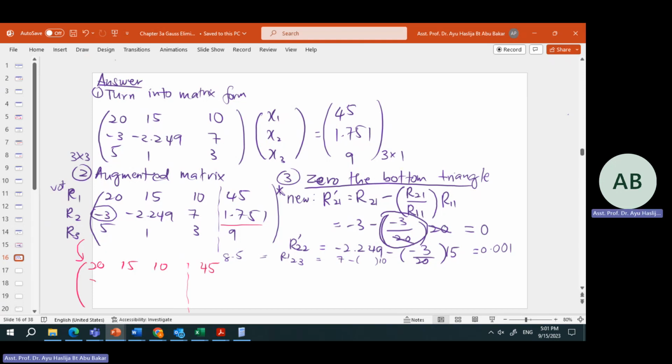Okay, so just now you have zeroed this part. This one is 0.01, 8.5. This one roughly you will get 8.501. Okay, so now we want to zero this part and this part.